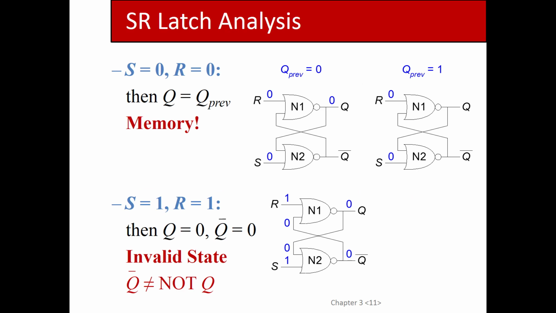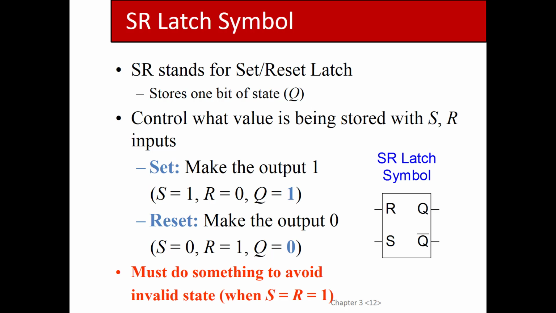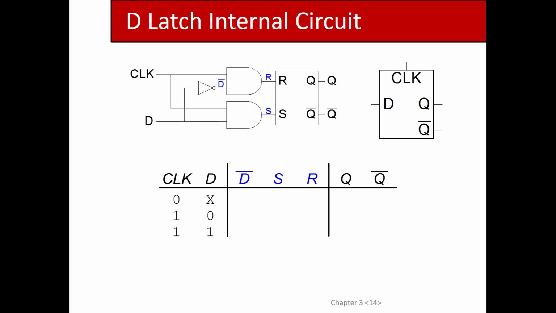The problem is that it's hard to design with something like that, because you have R and S. So it's a little bit easier if we have a clock and a D, where the clock opens up the latch and allows D to go in. And then if you bring down the clock, it captures the value of D when clock went from 1 to 0.